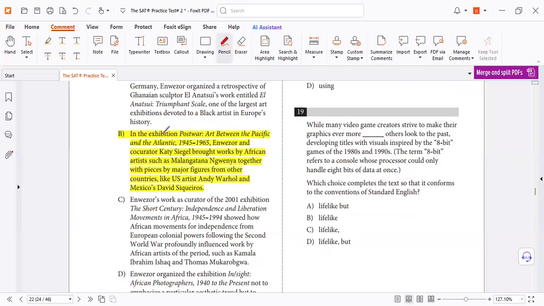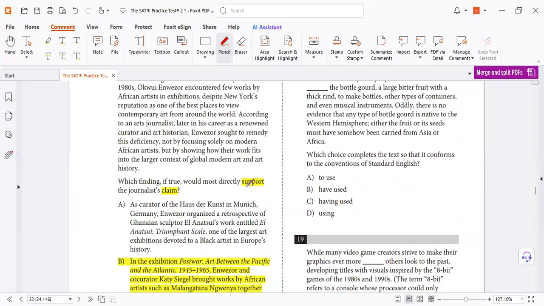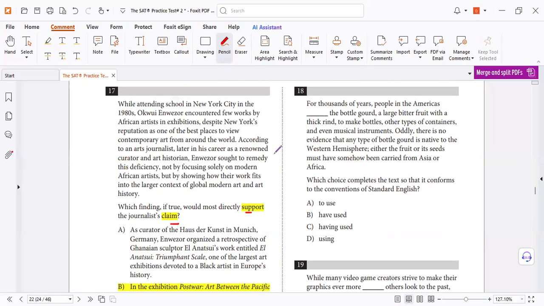Let's summarize it. In equilibrium, root works for such as, and here it is correct. Let's look for the support, the claim. What is the claim? This is the point, right? Last two sentences. Oh, yes. Not only, but also. Both. So we want to focus on modern African artists and how their work fits in the meaning context of global modern. So we need both of them.